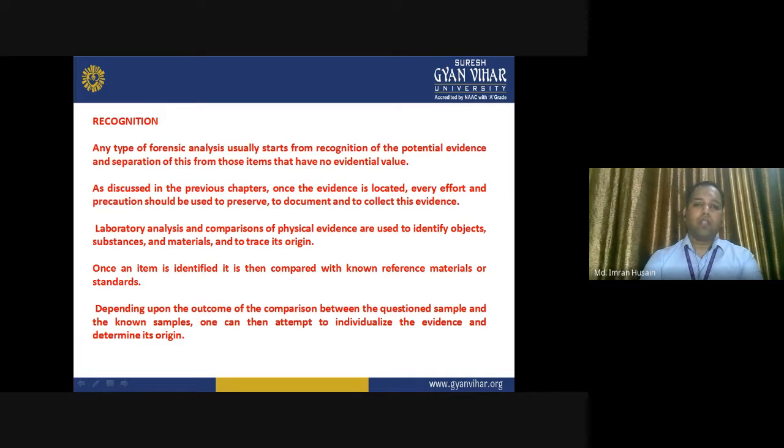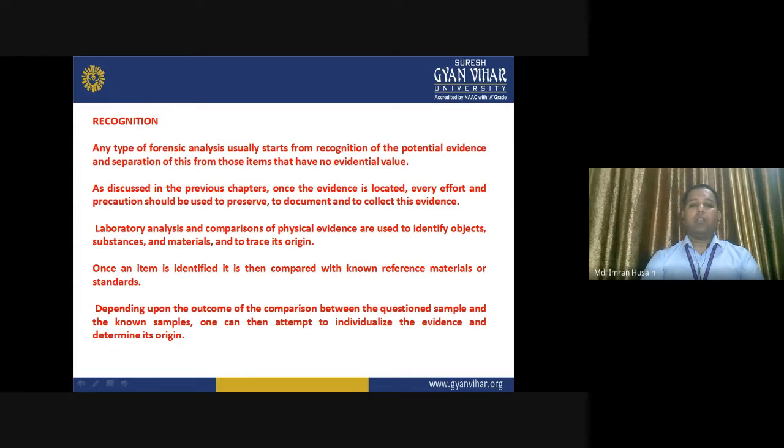Once an item is identified, it is then compared with known reference material or standards. For example, a bullet casing has been recovered at the crime scene, and the forensic experts have examined it according to the gun ballistics. But in the long run, what is the real value of that particular reference material at the crime scene? You must understand that, because sometimes that bullet or cartridge casing would belong to the bullet from which the homicide or the suicide took place.